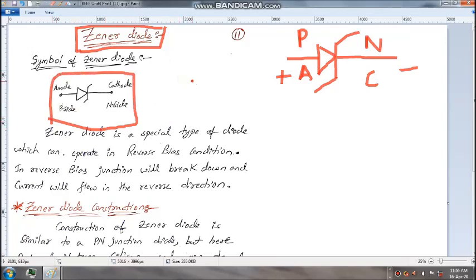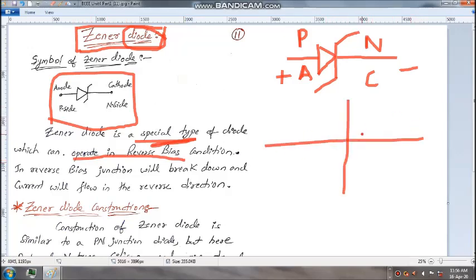Coming to the basic definition. A Zener diode is a special type of diode which can operate in the reverse bias condition. I think you learned the concept called the VI characteristics in the PN junction diode. This is the forward bias, this is the reverse bias, and this is the breakdown region.